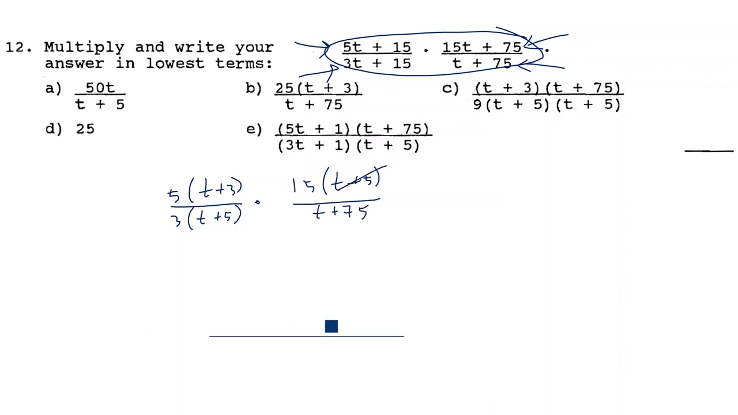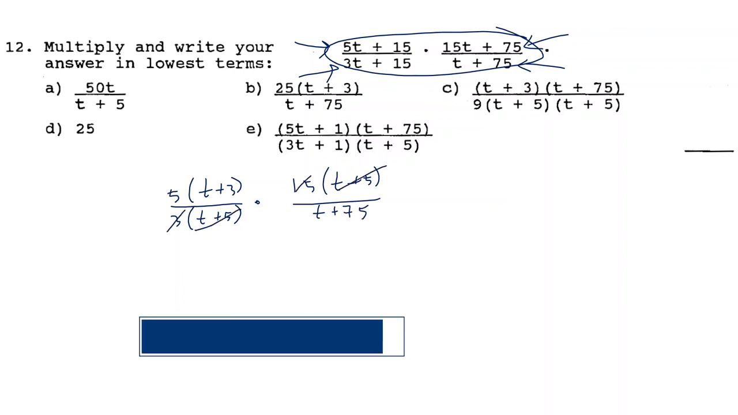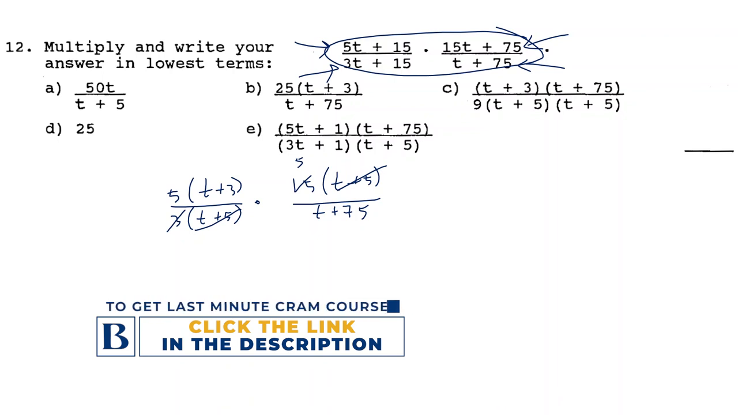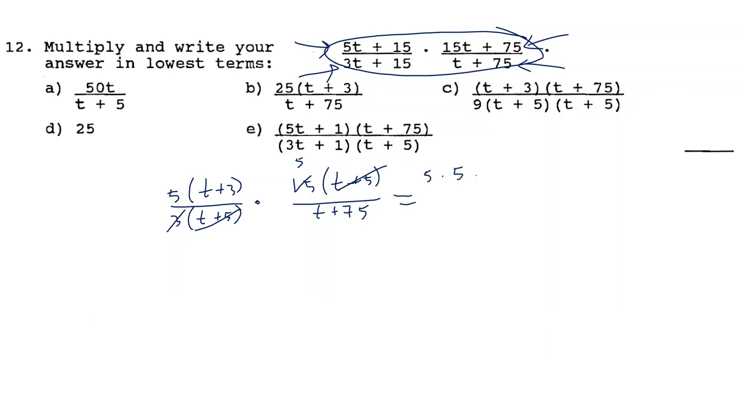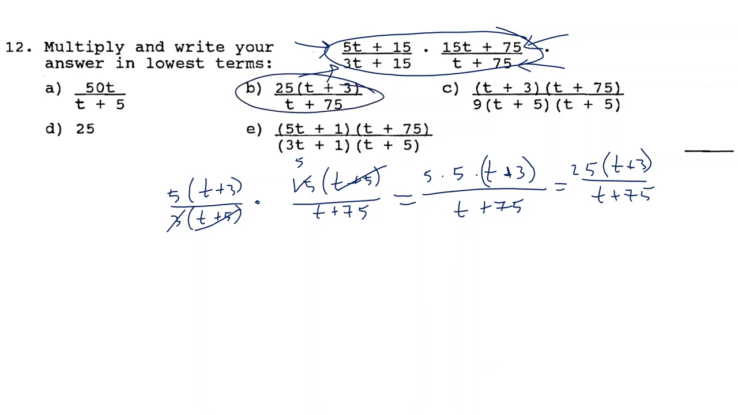Now, look at this. t plus 5 is out. 3 you can also cancel. So now you have 5 times t plus 3. Keep in mind it's multiplication between, over t plus 75, which is 25 t plus 3 over t plus 75. All right, and the answer is B, matches it perfectly.